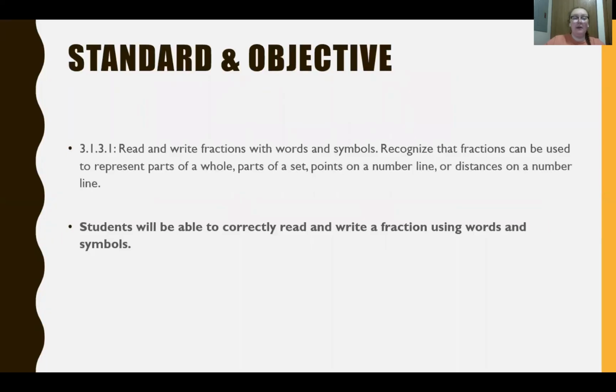So the objective that we're focusing on today is that students will be able to correctly read and write a fraction using words and symbols, and that ties directly to our standard. So we just want to make sure that by the end of this lesson, you can say, I will be able to correctly read and write a fraction using words and symbols.